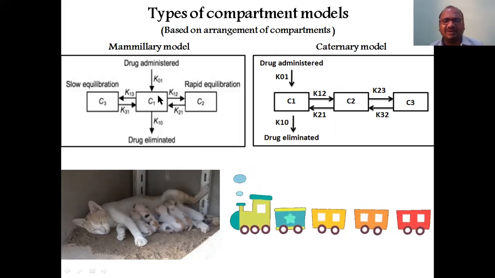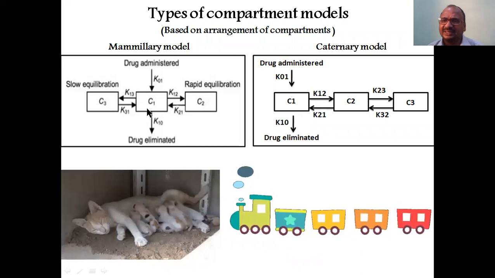See here, this is C1. Always C1 is the central compartment. C2 is a peripheral compartment and has a direct link with C1. C3 is one more peripheral compartment, also having a direct link with C1. If there is one more compartment, it also has a direct link with C1 only: C4, C5, C6, C7. However many peripheral compartments there are, it is not a problem. All are having a direct link with the central compartment. That's why this is called mammillary.